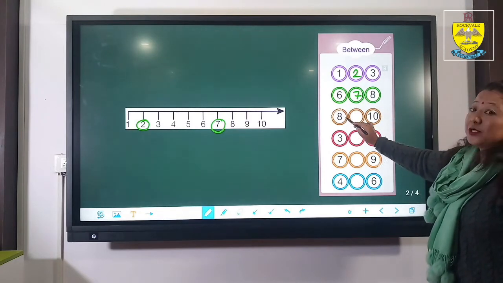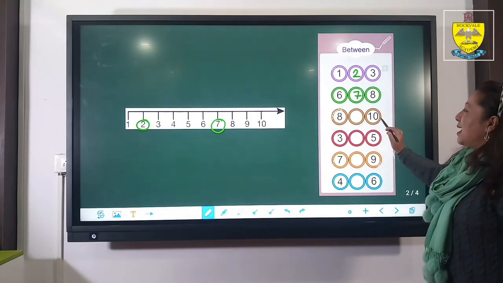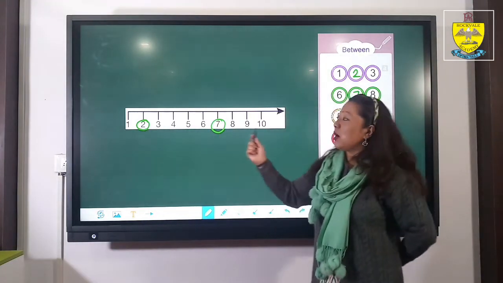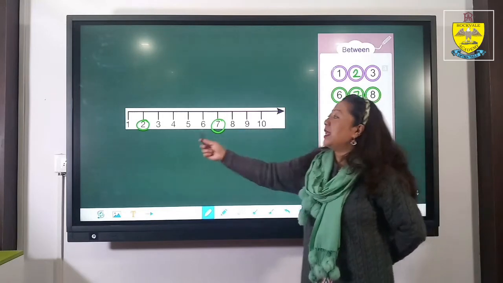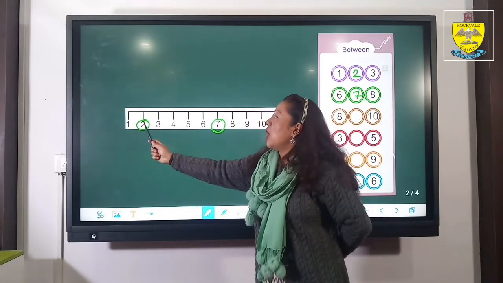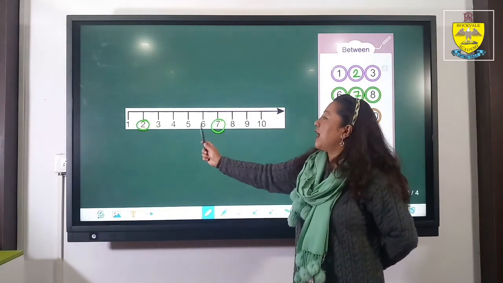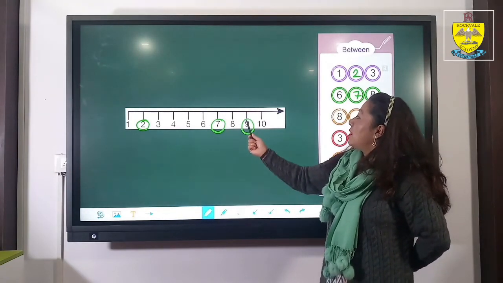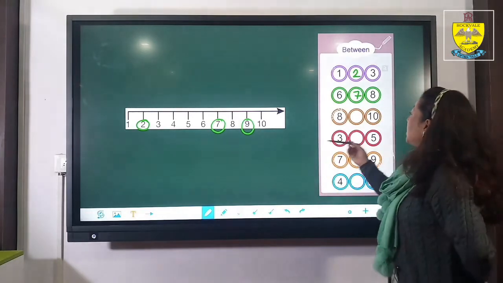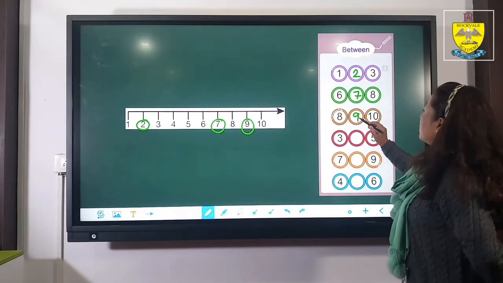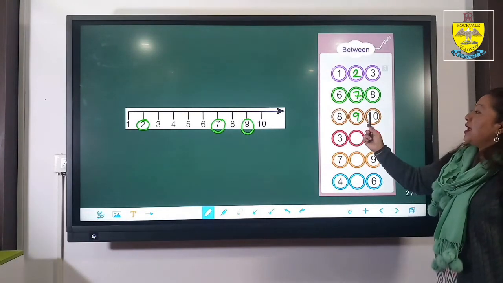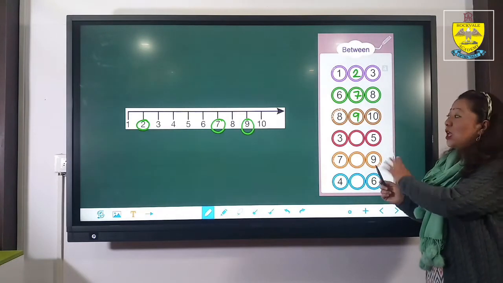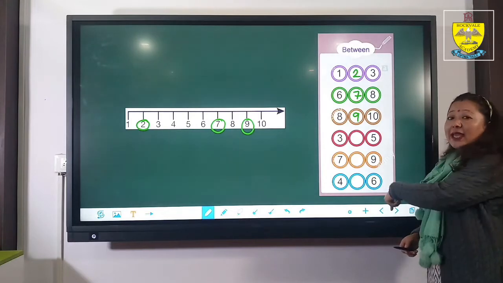The next question says, what comes between 8 and 10? So let's find out here. Again, you do forward counting. You look at the number line and do forward counting. So it's 1, 2, 3, 4, 5, 6, 7, 8. Then 9. So the answer here is 9. So 9 comes between 8 and 10. So in this way, you will be doing this exercise.